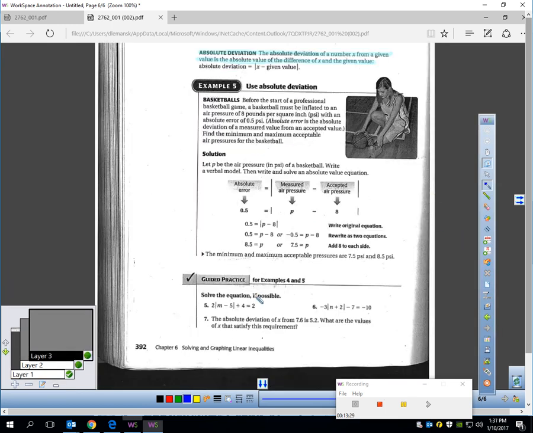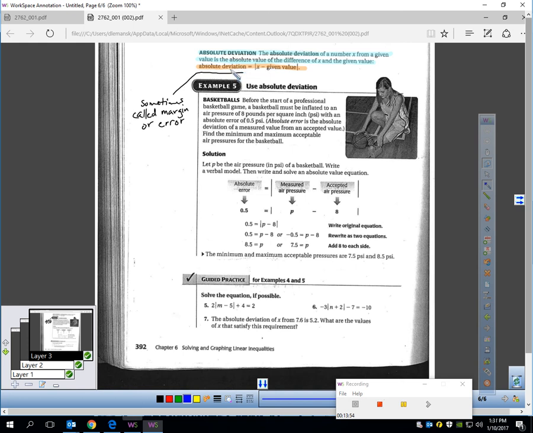One more vocabulary word we have to finish up before we finish the video. Absolute deviation of a number, x, from a given value is the absolute value of the difference of x and the given value. So you might be like, wow, that sounds really complicated, okay? Absolute deviation is a simple equation. It equals the absolute value of x minus the given value. Now, absolute deviation is sometimes called the margin of error. So when you think margin of error, the technical term for margin of error is absolute deviation.